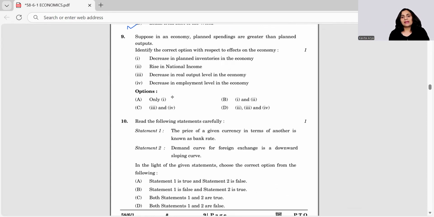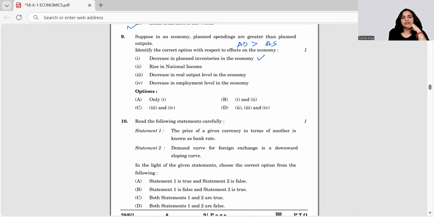Suppose in an economy planned spendings are greater than planned output, which means aggregate demand is more than aggregate supply. Output is less and demand is more. They are spending more. Identify the correct things. Decrease in planned inventories in the economy. Yes, because if demand goes up or if spendings go up, then inventories would definitely be going down.